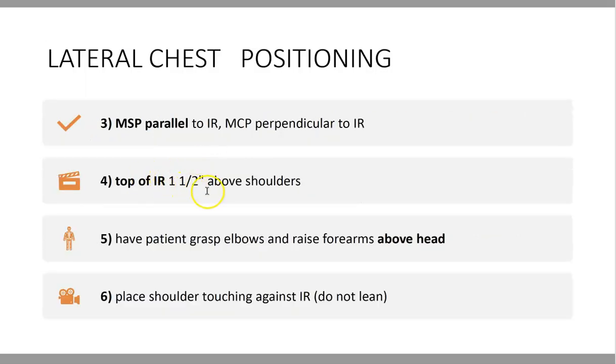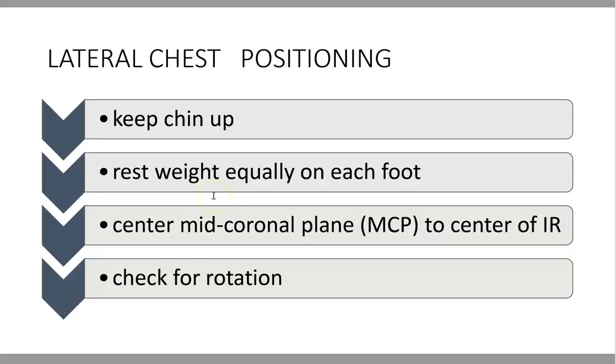Same thing, top of IR should be 1.5 inches above the shoulder. Sometimes when you switch from a PA to a lateral chest x-ray, you do need to move the light and the board together. You need to move your whole light field and equipment down about 1/2 to 1 inch. And that's on some patients.